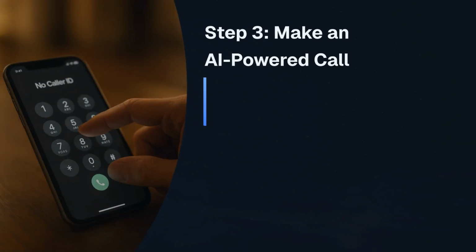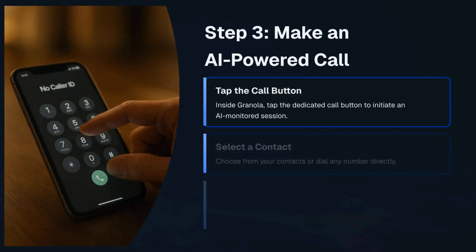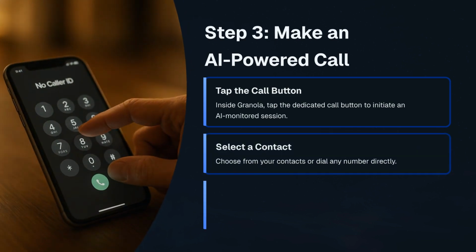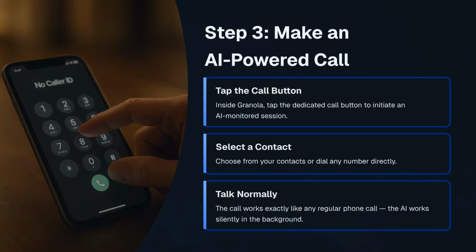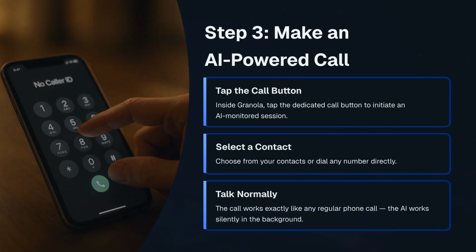Step 3. Make an AI-powered call. Tap the dedicated call button inside Granola. Select a contact or dial a number. Talk normally. The call works like any regular phone call, and the AI works silently in the background.